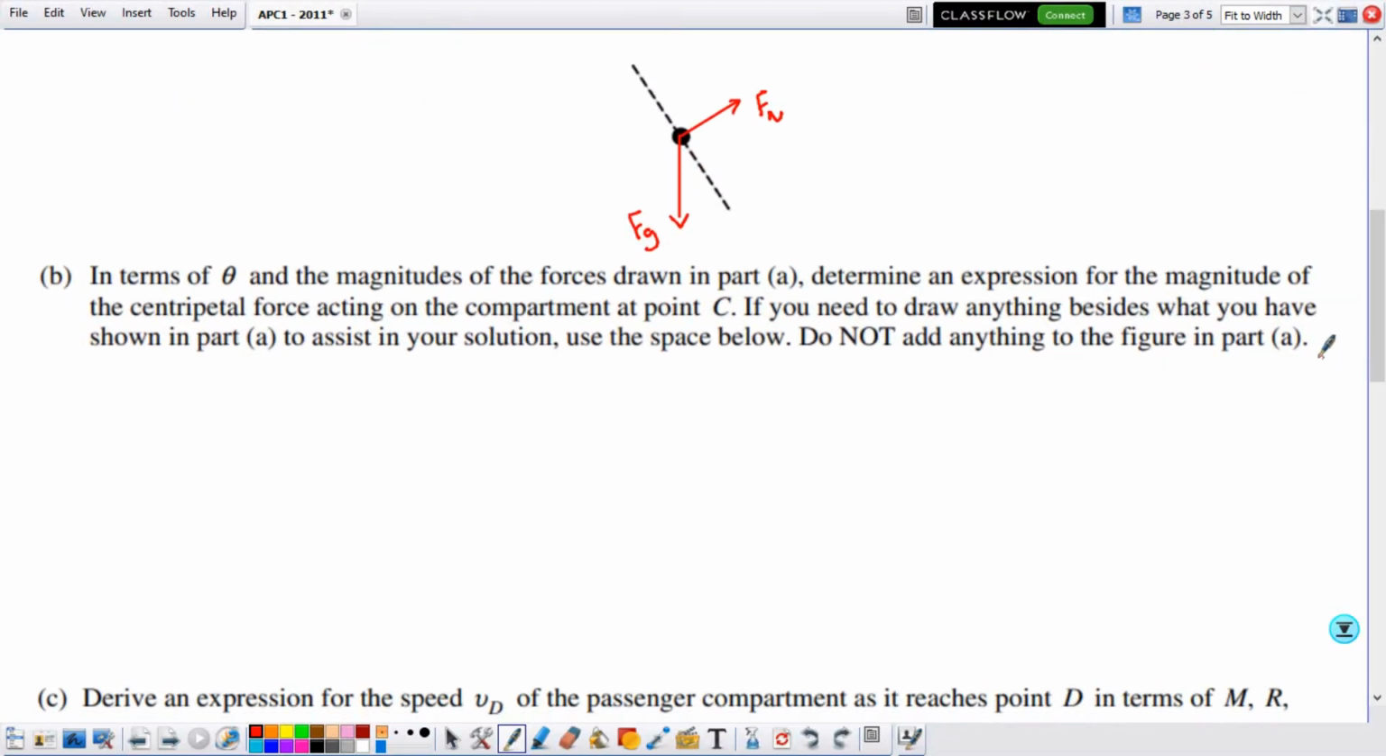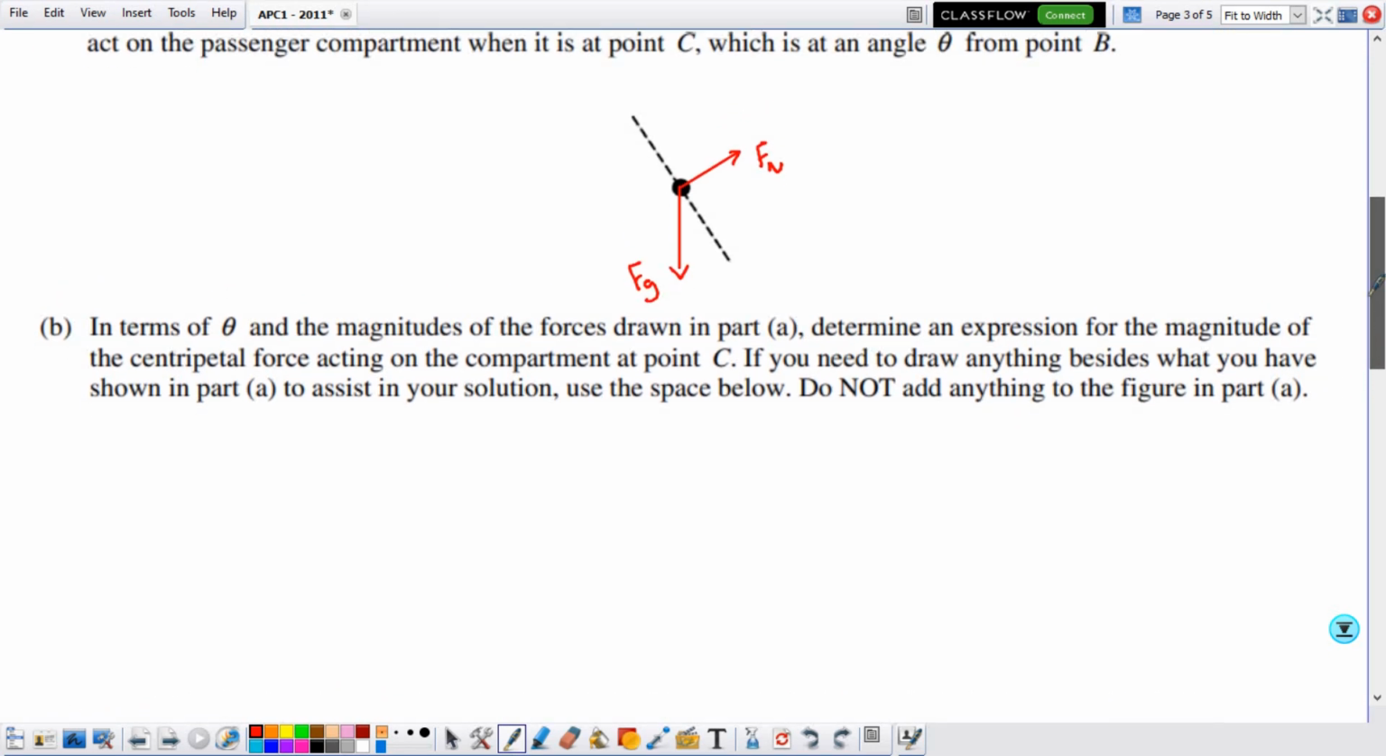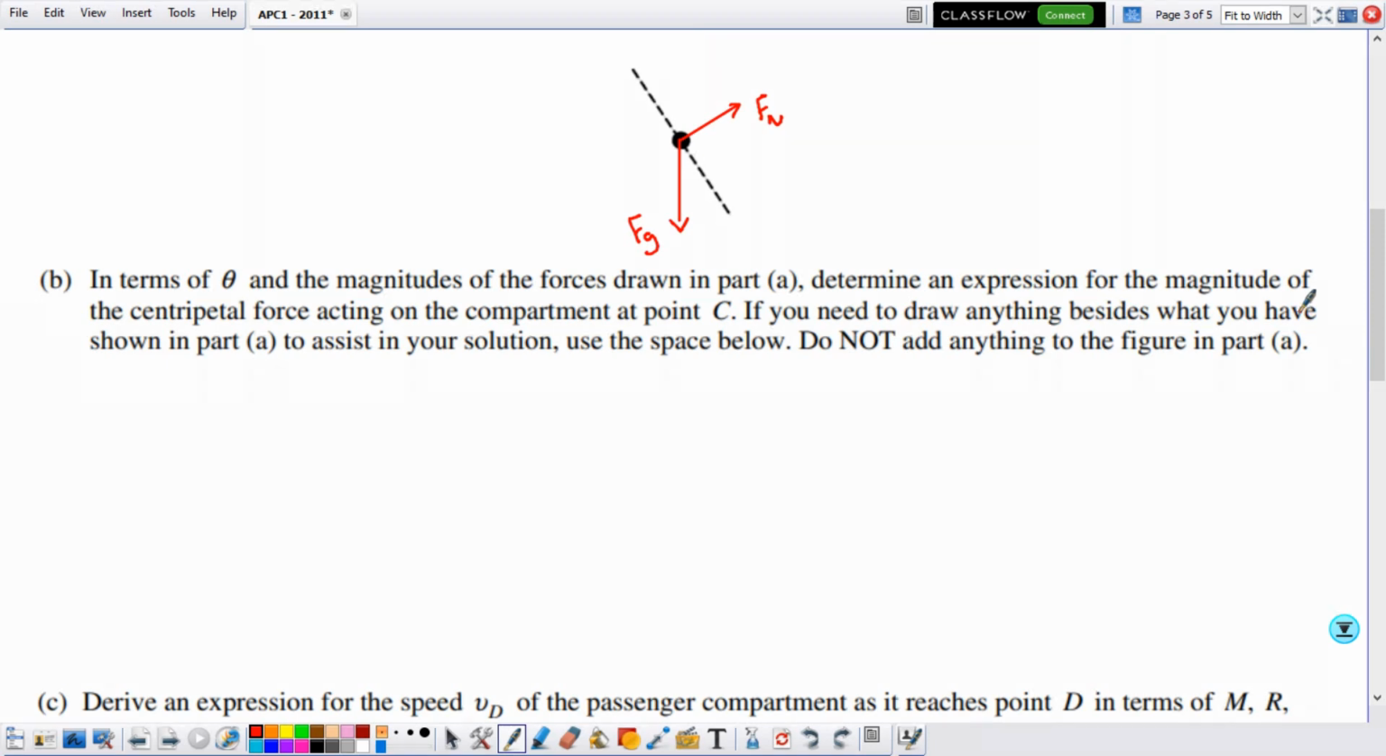Now in terms of theta and the magnitudes of the forces drawn in part A, determine an expression for the magnitude of the centripetal force acting on the compartment at point C. If you need to draw anything besides what you have shown in part A to assist in your solution, use the space below. Do not add anything to the figure in part A. So basically we need to determine the expression for the centripetal force, Fc, which is basically the net force acting along the centripetal direction.